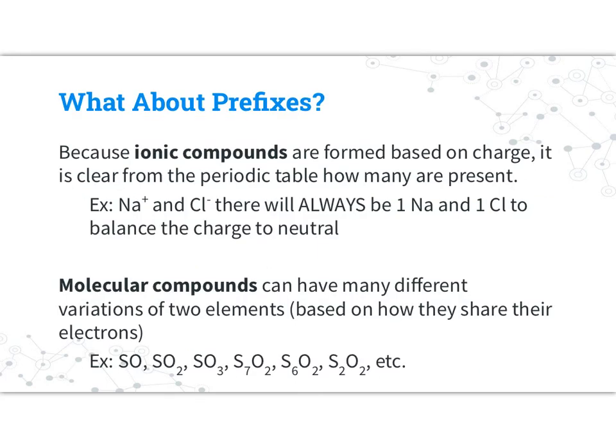What about prefixes? Again, because ionic compounds are formed based on charge, it is clear from the periodic table how many of each atom are present by dropping and crossing charges. For example, Na and Cl, there will always be 1 sodium and 1 chlorine to balance the charge. I don't need 2 sodiums and 2 chlorines, I just need 1 and 1. There will never be a time when I would have NaCl6 because that is not neutral. Not neutral, therefore not possible.